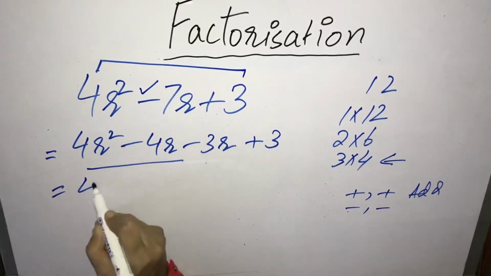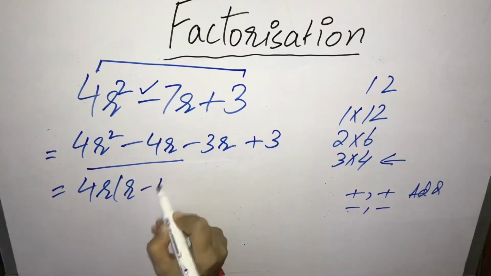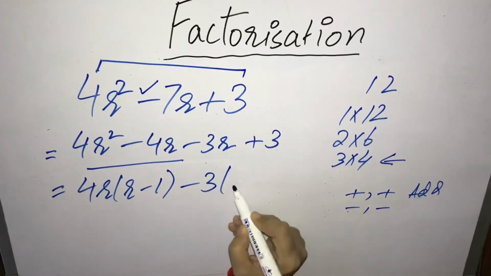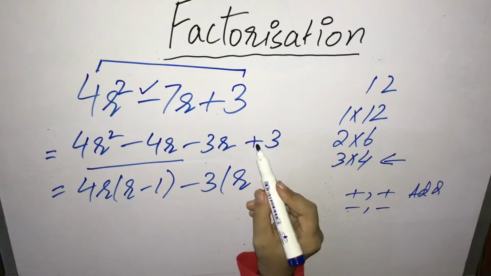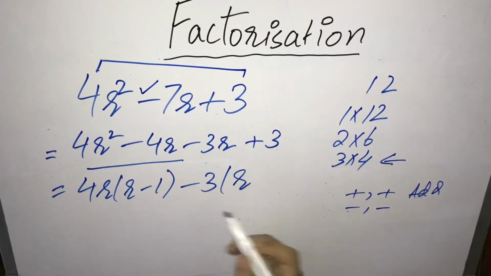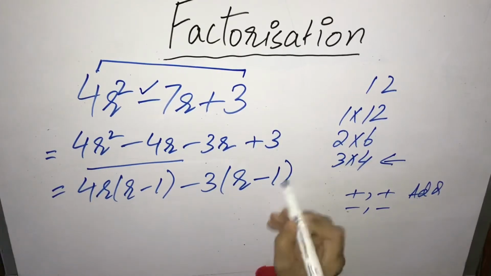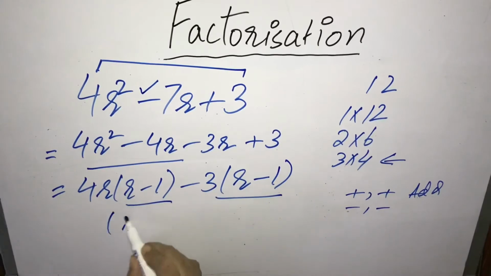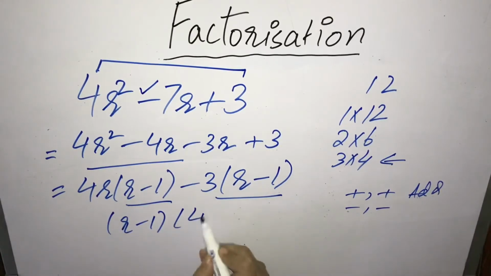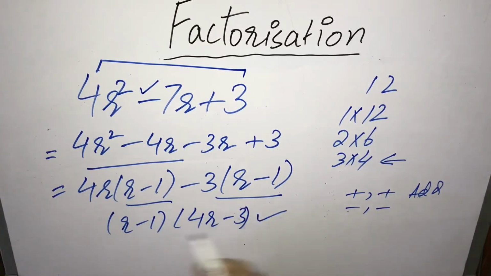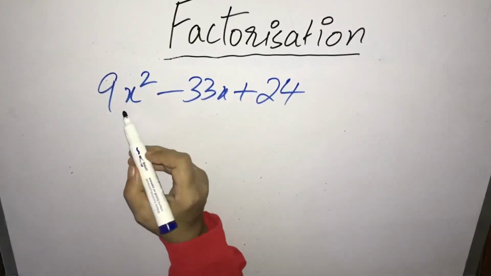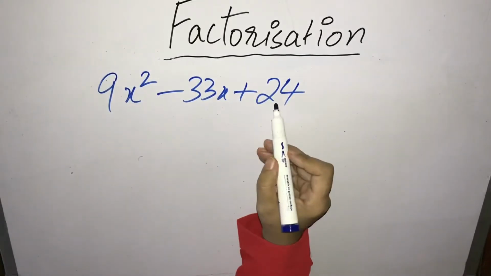4r common from this, r minus 1, minus 3 common, r. This is plus, but when I have taken the minus sign outside, it will be negative 1. Same bracket, you can take it outside, and the remaining numbers inside. This is the answer. Next, 9x² minus 33x plus 24.